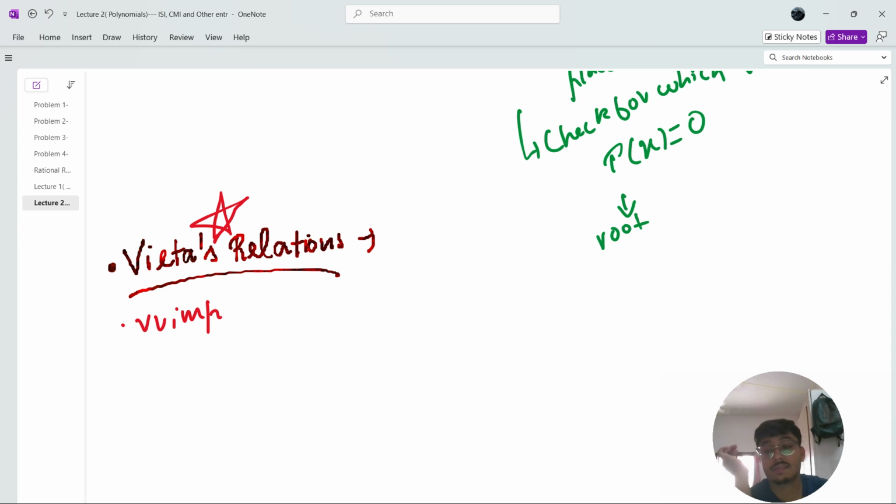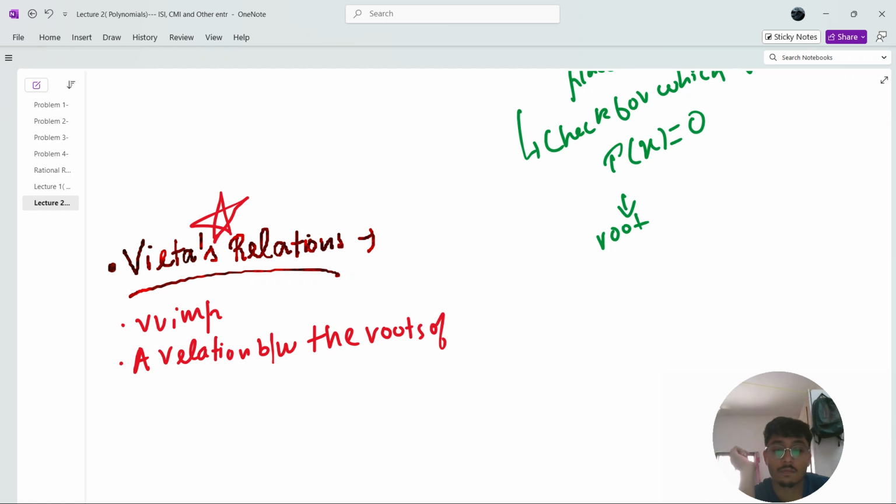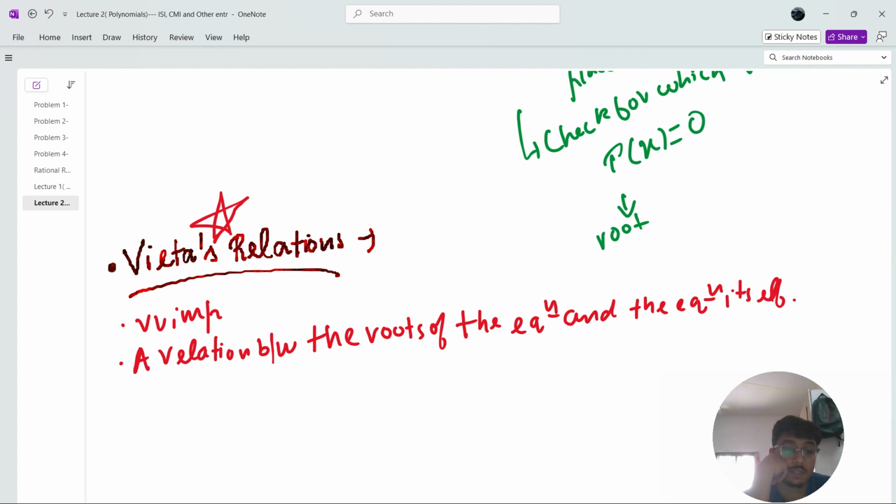Now what are Vieta's relations? Basically it's a relation between the roots of the equation and the equation itself. So I am taking an f of x in the most general form, not the original polynomial equation, which is basically the way Vieta's relations is introduced to students.